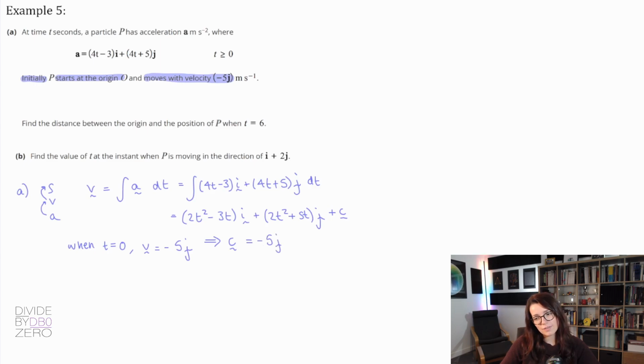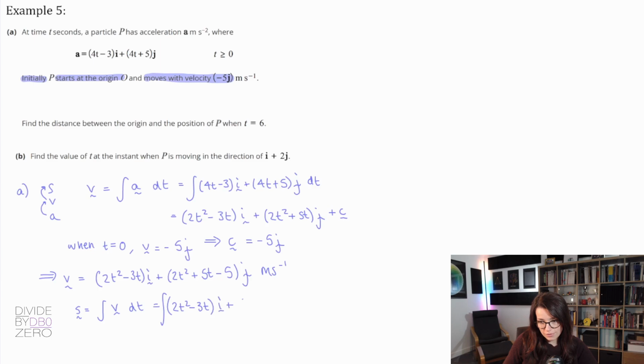up being minus 5j. Now we know that velocity altogether is (2t squared minus 3t)i plus (2t squared plus 5t minus 5)j meters per second. That's the first integration done. Now we need to integrate again to get displacement. So displacement is the integral of velocity. We're going to sub in our new velocity expression. When we integrate this time, we get this.